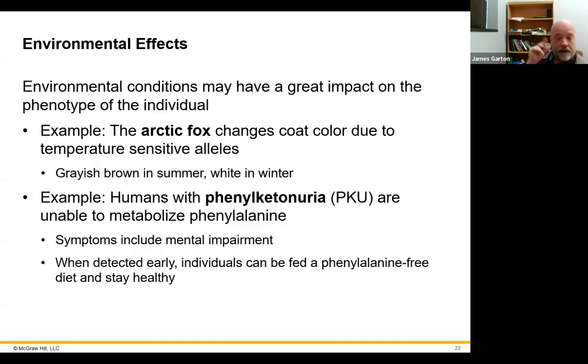At birth in America, every newborn is tested to see if they have phenylketonuria. And if that test comes back positive, they pretty much instantly go on a very low phenylalanine diet. And so that amino acid doesn't build up in their body, and so they can develop normally.